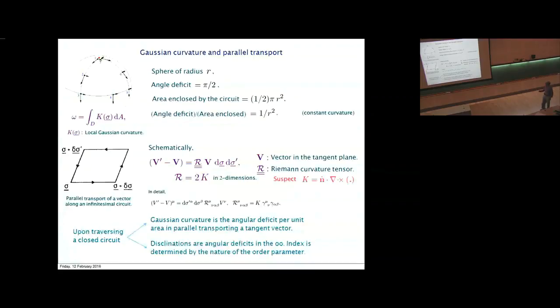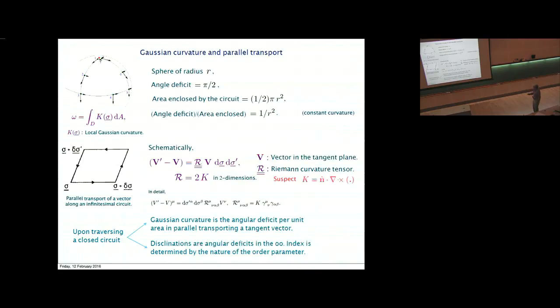So I had talked about frustration upon parallel transport. If I have, for example, a sphere, and I take a vector field and go through 1/8 of a sphere here, then the vector field rotates by pi by 2. Basically, the angle deficit was divided by the area enclosed, the Gaussian curvature. This is easy to calculate because a sphere has constant Gaussian curvature.